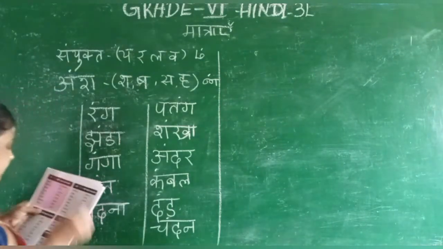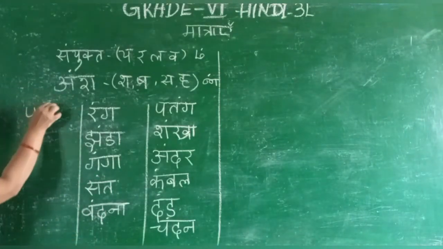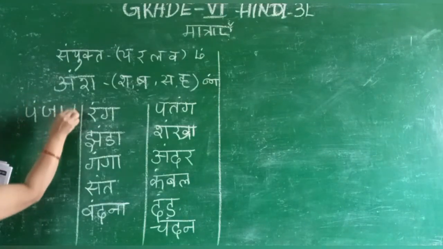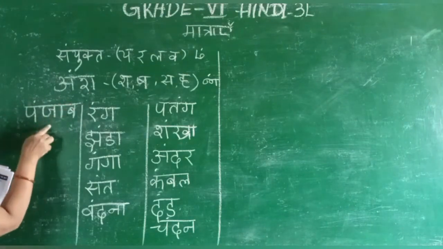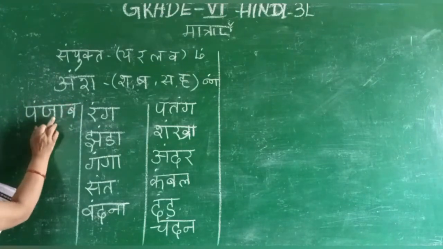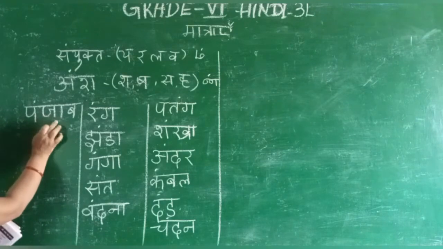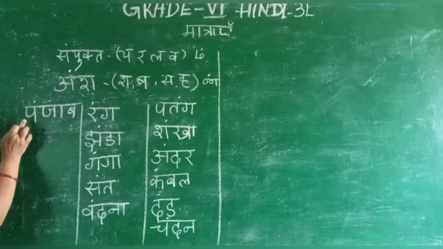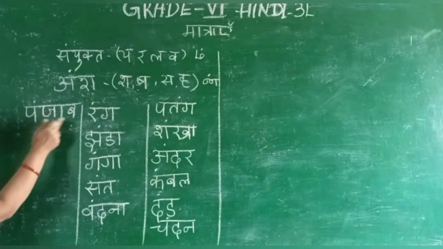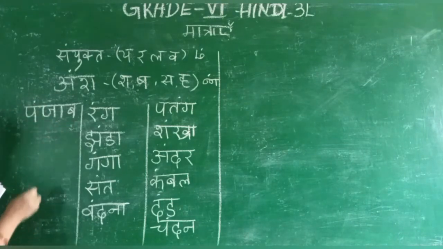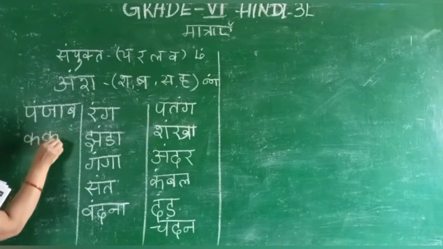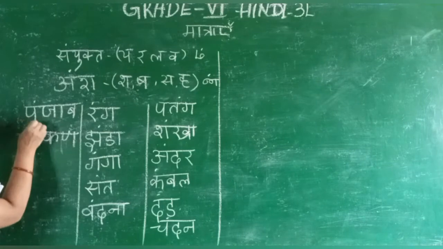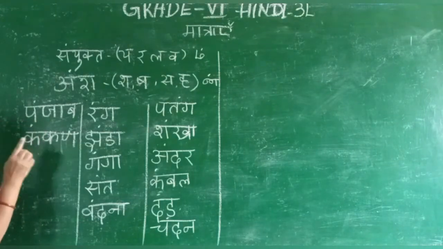See here, pa, ja. After the dot, which consonant? That is ja. So cha-cha line, the semi-consonant sound of the dot symbol. So pan, pa, in, ja, ba, Punjab. And last one, kankan. See, two ka's are there. Don't get confused about that.